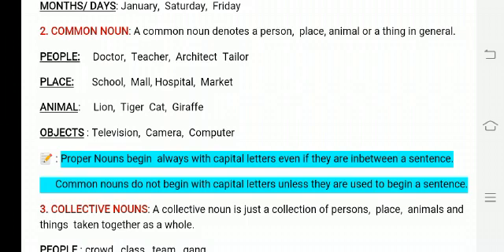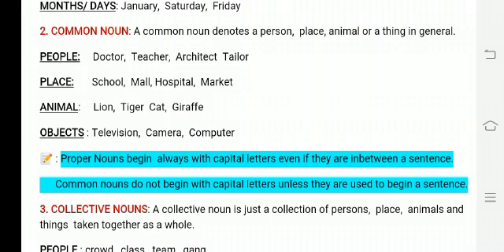If you don't mention which school or which hospital you are going to, where exactly you are going, then it will become a common noun. Next, objects. Television, computer, camera, etc. all come under common nouns.